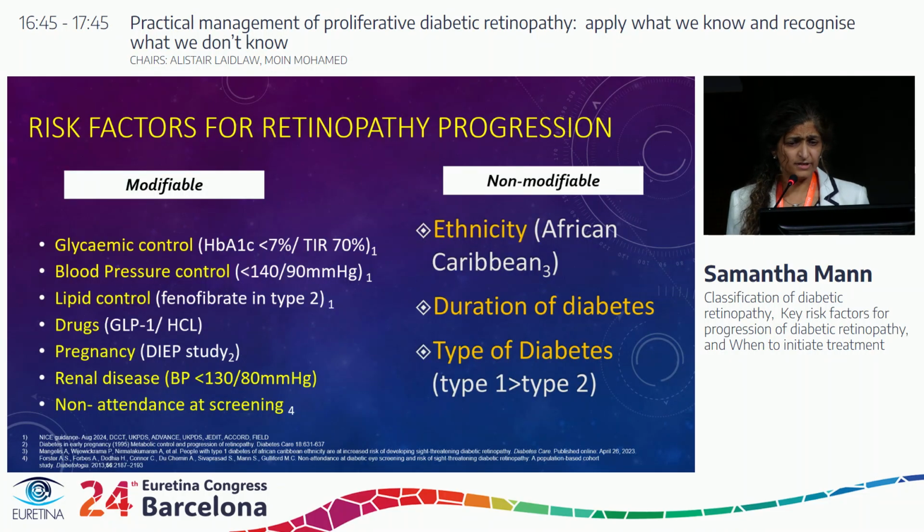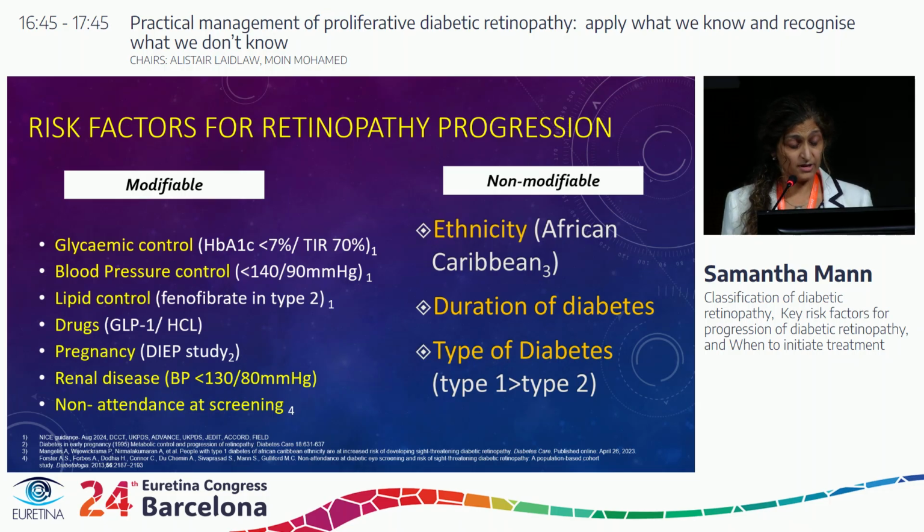So briefly going through risk factors, there's modifiable and non-modifiable risk factors, particularly the glycemic control. We all know from the DCCT and UKPDS studies, HbA1c should be less than 7%, or time in range 70%, if those are patients on pumps. Blood pressure control, there's been recent hypertension guidelines from NICE, which are suggesting 140/90 for those diabetics under the age of 80. If they have renal disease, then it's even tighter, less than 130/80. Lipid control, this is interesting. There's no real evidence for statin use, but there is more evidence now for fenofibrates.